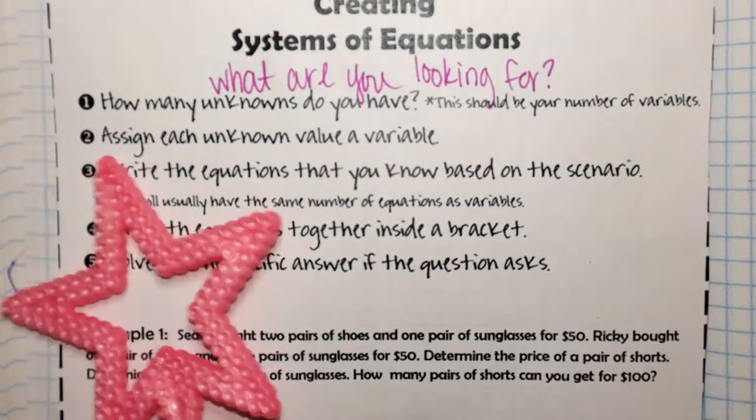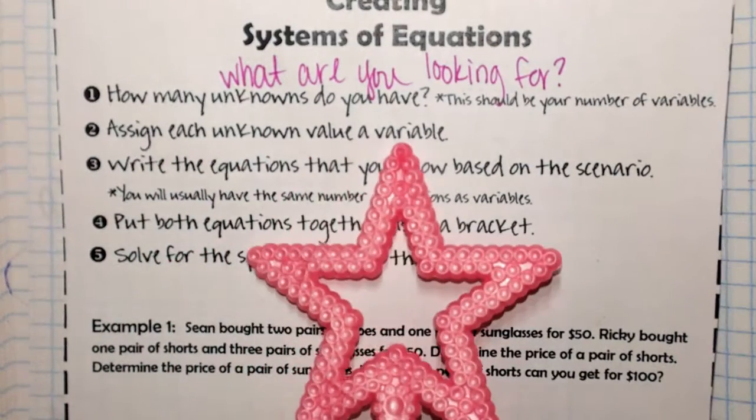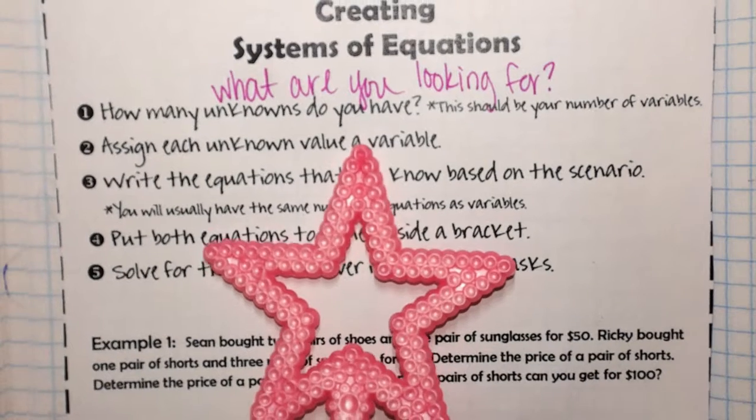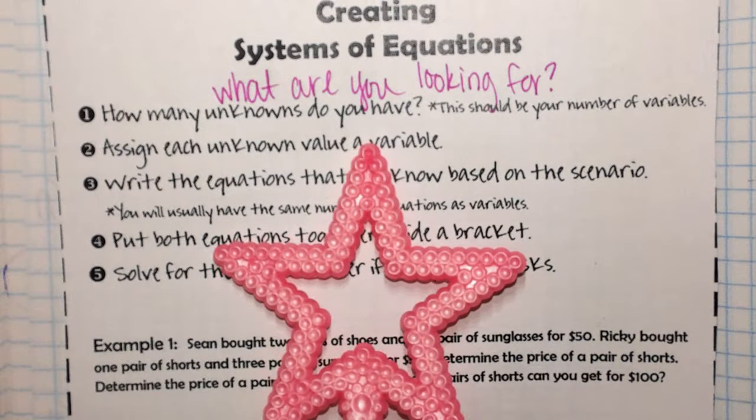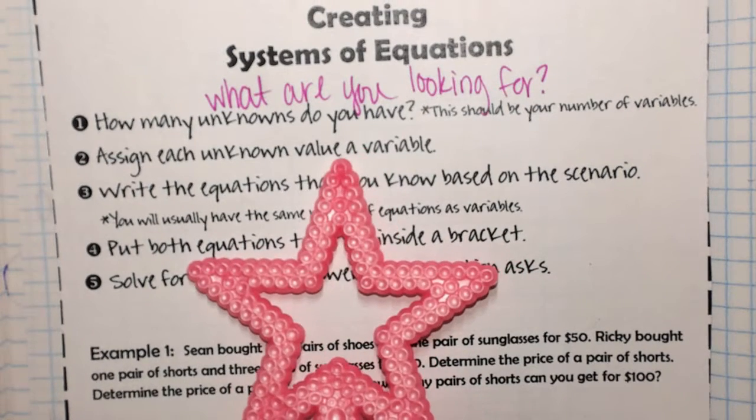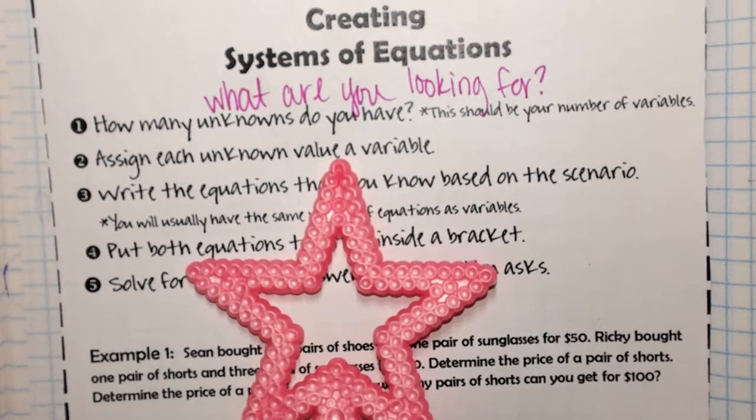Step 2, assign each unknown value a variable. So whatever we're looking for, it needs a variable. If we're looking for shorts, it would need an X. If we're looking for sunglasses, it would need a Y. If we're looking for potatoes, it would need a P. If we're looking for cucumbers, it would need a C.